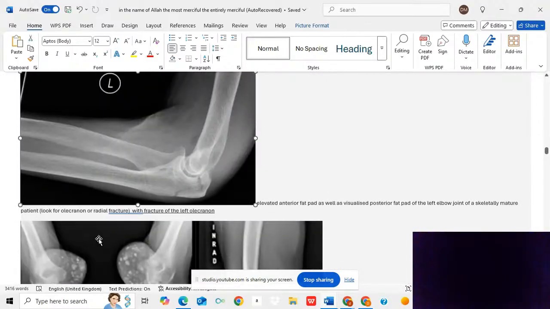So what about this case? Oh, typical. Elevated anterior fat pad. But I can see here the posterior fat pad. Okay, but there is evidence of elevated anterior fat pad with the sail sign indicative of left elbow joint effusion. I told you, once you see this sign, check for evidence of radial head or neck fracture. No evidence of radial head or neck fracture. Oh, but there is evidence of olecranon process fracture here. Okay.